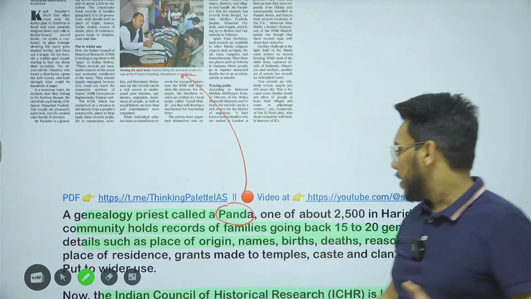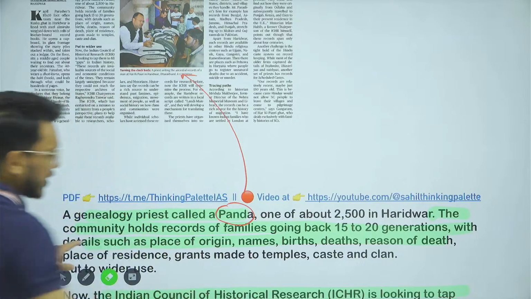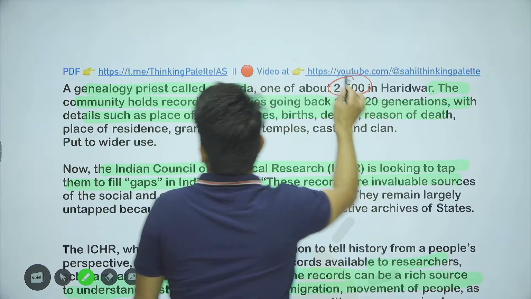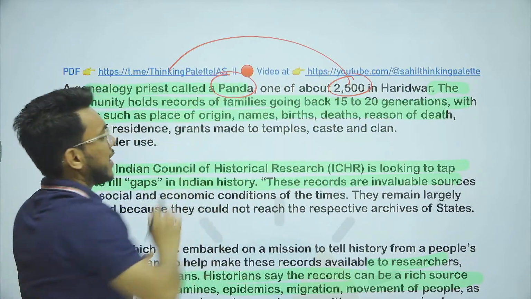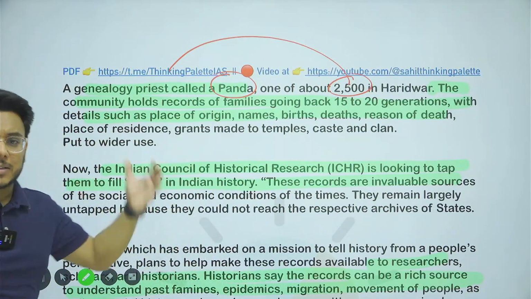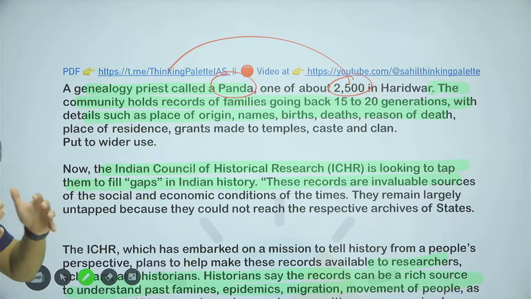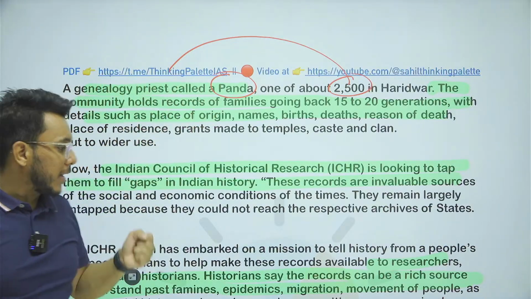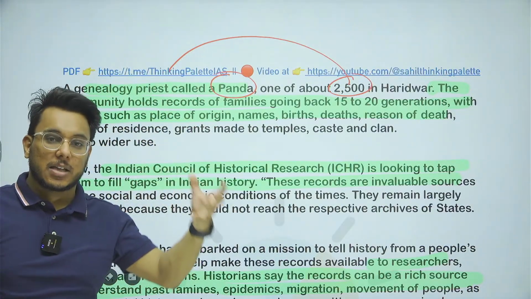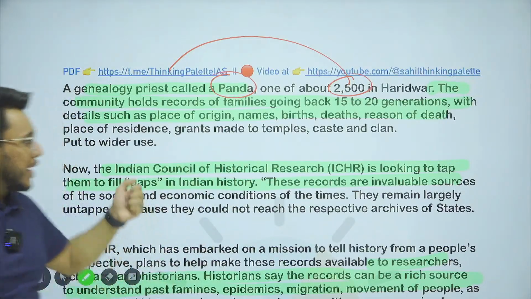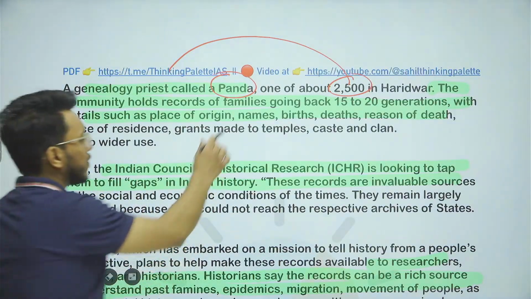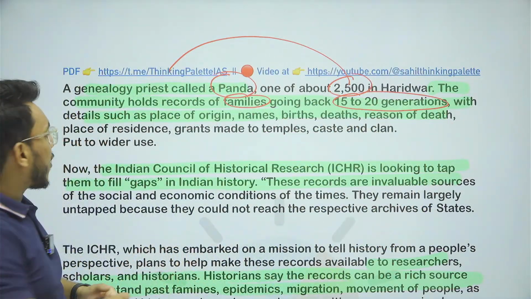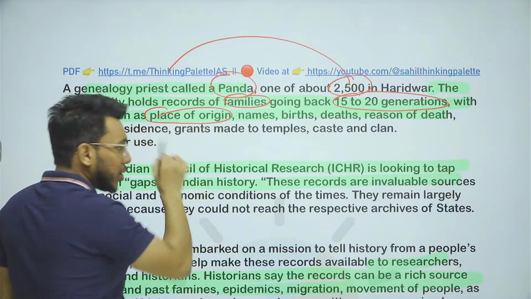For example, understand that there are around 2500 such genealogy priests or pandas in Haridwar. Then there are many other cities also, and they keep the records region-wise. For example, the priests in Haridwar have the records of people from Rajasthan, Bengal, etc. Now they have the records of families up to 15 to 20 generations, and they have information about the place of origin of your ancestors.